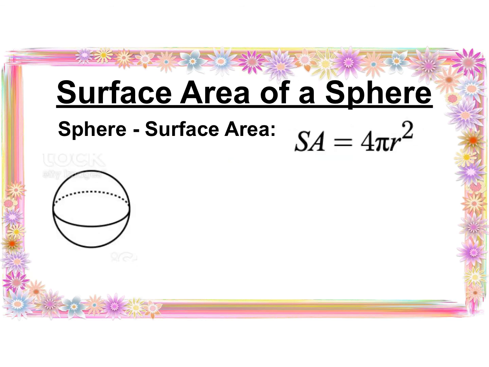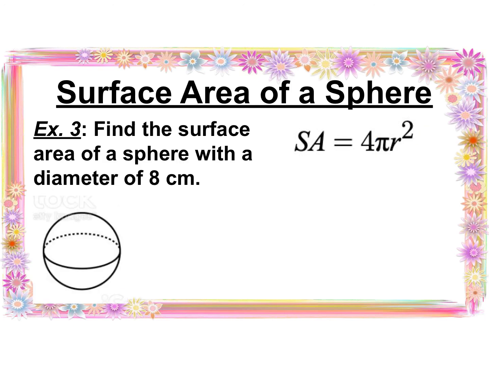And we have our sphere. So the formula for the sphere, it's like a circle, pi r squared, but it also has the 4 there. So it's 4 pi r squared. Let's find the surface area of a sphere with a diameter of 8. So the diameter goes all the way across, so our radius is 4. So make sure you're using your radius of 4.